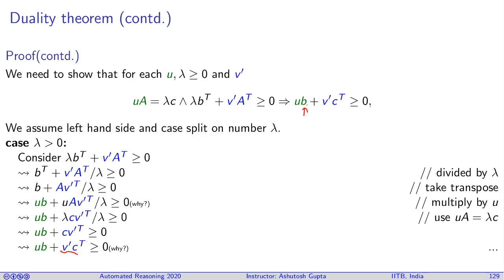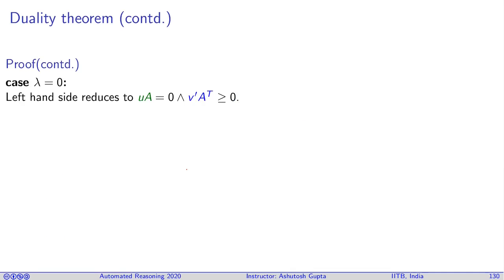Now we are still left with the case where lambda equals 0. So how do we handle lambda equals 0? The lambda equals 0 case is actually a trivial case, and in that case if we put lambda equals 0, the left hand side reduces to uA equals 0 and v' A greater than or equal to 0. And now using these two, we can prove the right hand side. How do we do that? Claim is that ub is greater than or equal to 0. Okay, so how do we prove that?